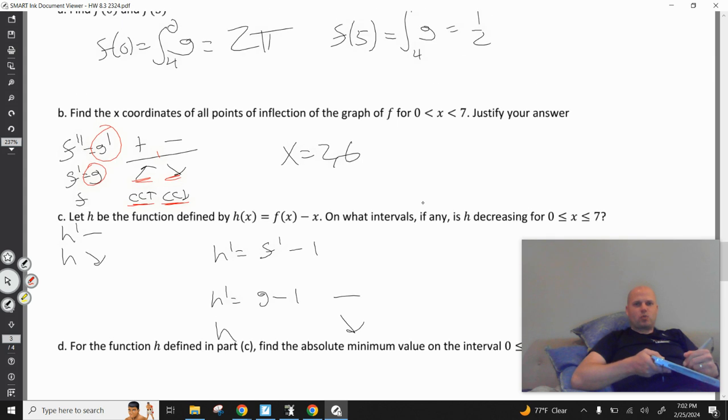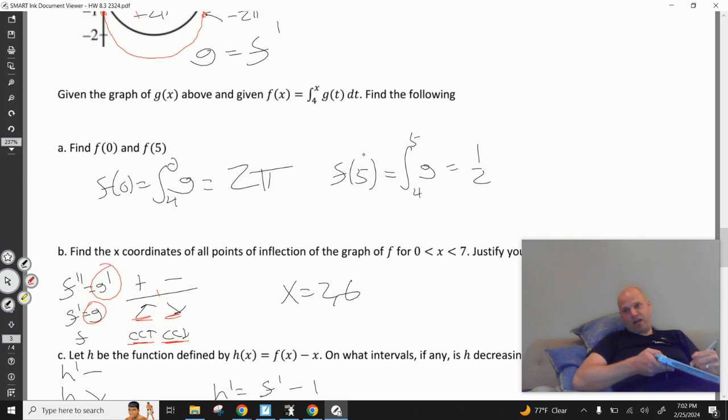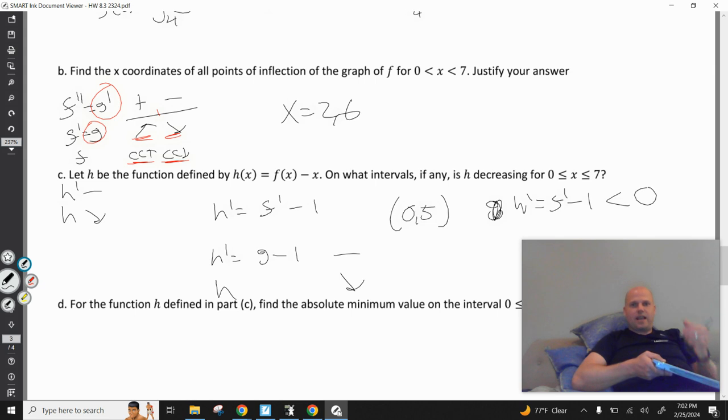Now, g minus 1 being negative, maybe you want to, in this case, shift, go down 1 on everything, hit 5 as your major point. 5 is your major point. Guess what? They asked you to find f of 5. It's for a reason. From 0 to 5, because h prime, which equals f prime minus 1, is negative.